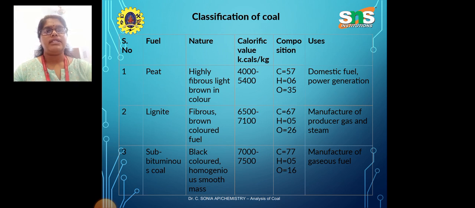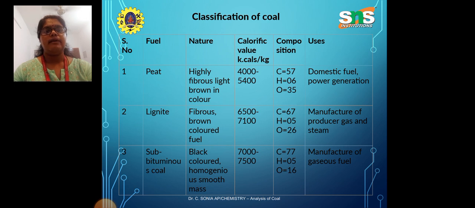And the next one is lignite. It is a fibrous, brown colored fuel and its calorific value ranges from 6500 to 7100. Composition: carbon is 67, hydrogen 5, and oxygen 26. Manufacture of producer gas and steam are the uses of this lignite.